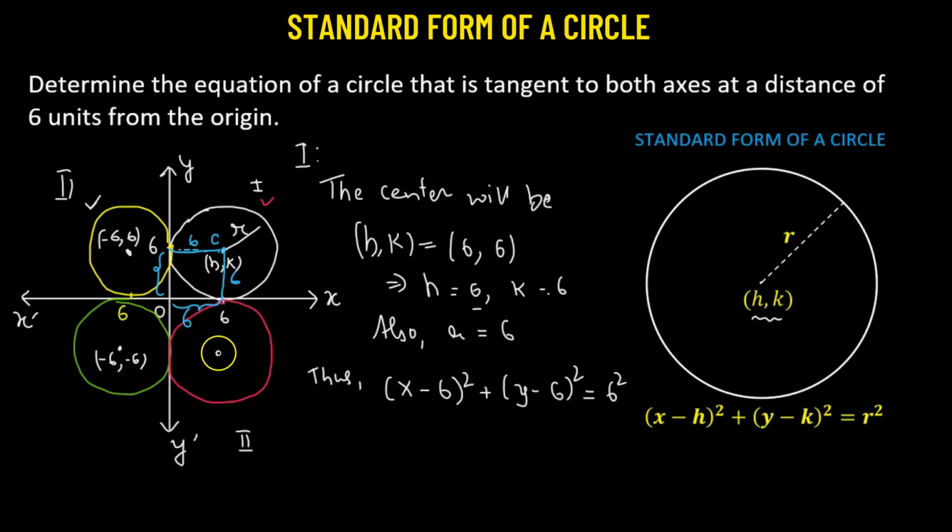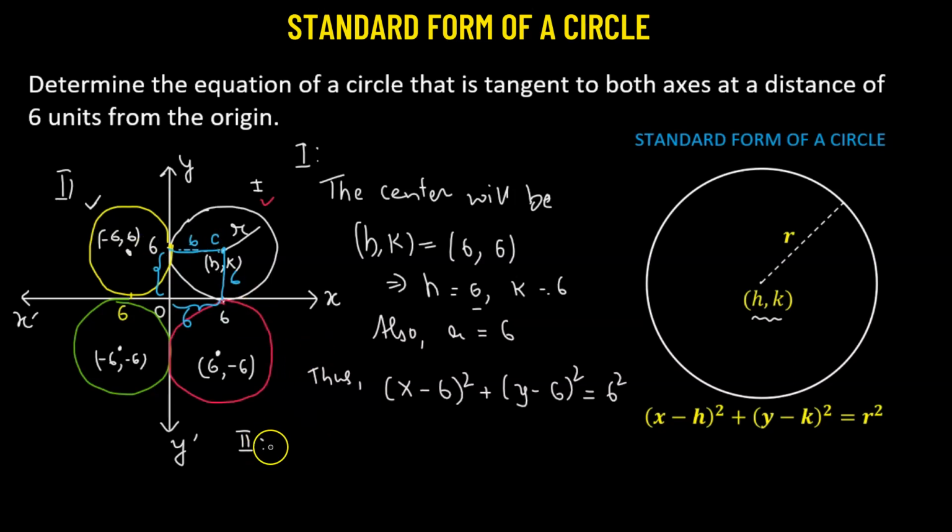Now coming to the fourth circle, the coordinate of the center is going to be positive 6, negative 6. The x coordinate is positive because we are lying on the positive x-axis, and the y coordinate value will be negative 6 since we are on the negative y-axis. So now that we have the center, and the radius is going to be 6 in each of the cases, we can easily define the standard form of each of the circles.